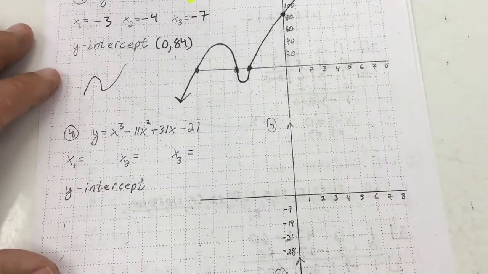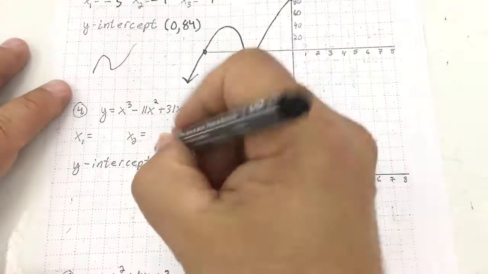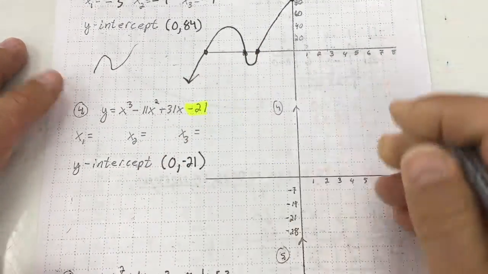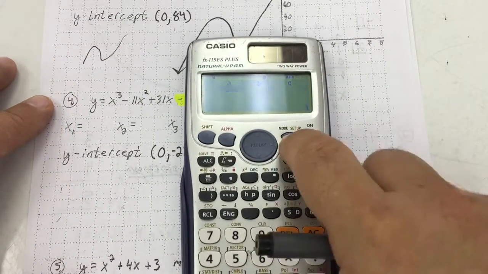Another one, first thing I want to close in on is that y-intercept. Notice the y-intercept here is negative 21. So it's going to be 0, negative 21. Now I'm going to plot that on my y-axis. I'm going to find the zeros using my technology. I'm going to do mode 5, 4.